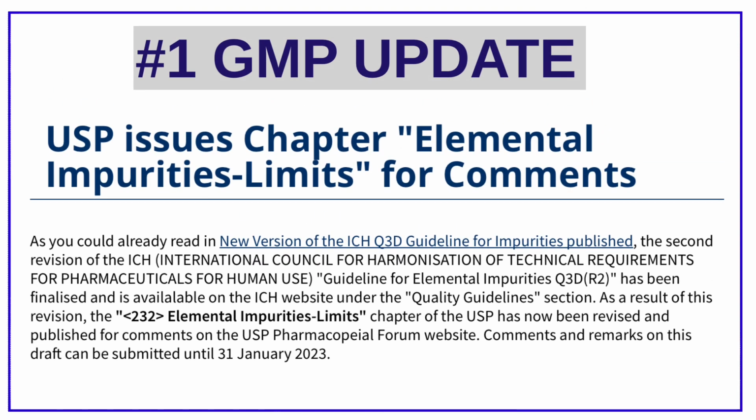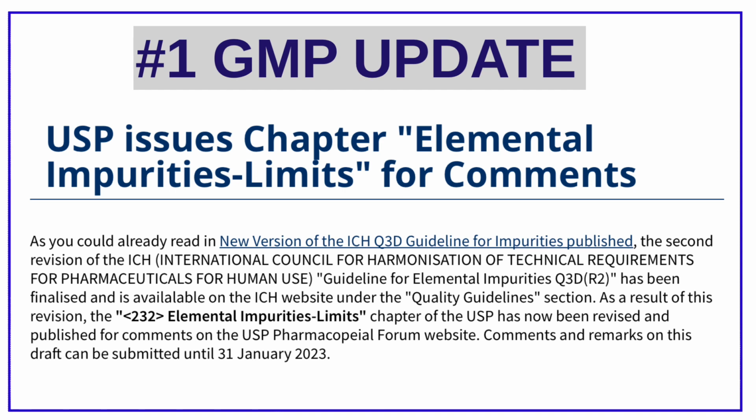GMP update number 1. This GMP update is for those pharma professionals who are working in the quality assurance and quality control departments. So guys, USP Journal chapter number 232 Elemental Impurities has been proposed for revision. USP has released a draft version of USP chapter 232, whose title is Elemental Impurities Limits. The draft version is available on the Pharmacopoeia Forum website. If you have any comments, they can be shared till 31st of Jan 2023.